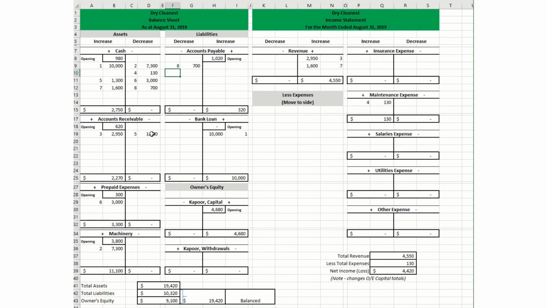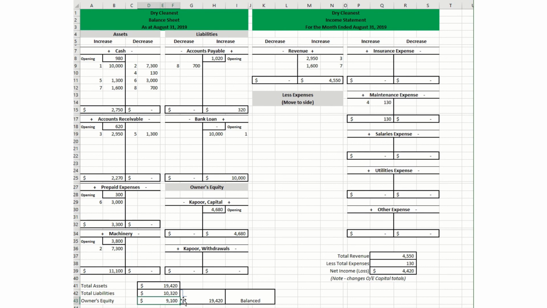Once you've done so, if you're doing this on the workbook again, you'll have to subtotal each one of the accounts, subtotal your assets, subtotal your liabilities. Your owner's equity in this case is your capital, less any withdrawals, and then add or subtract your net income or loss. So for example, if you had a positive capital like we do in this case, 4,680, plus we had revenue of 4,420 equals the 9,100.